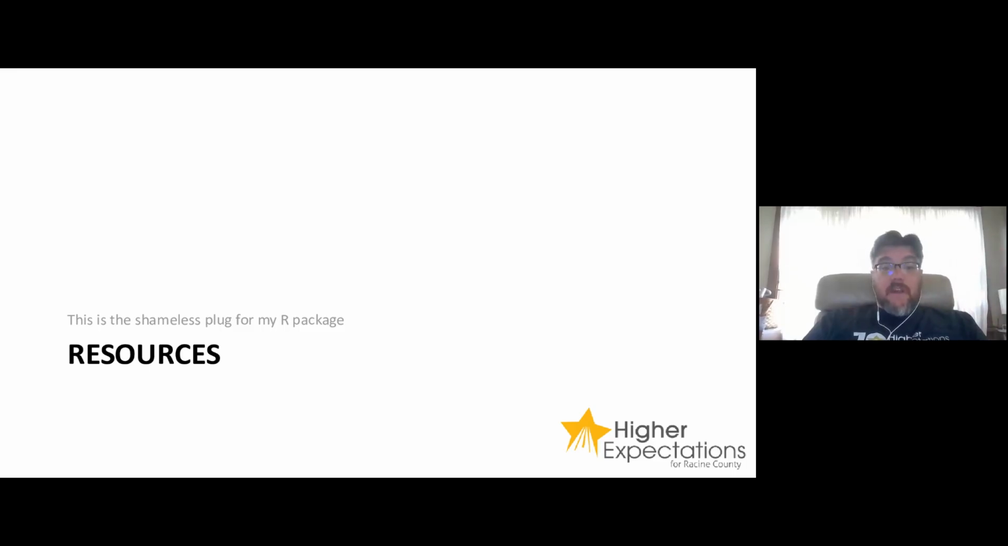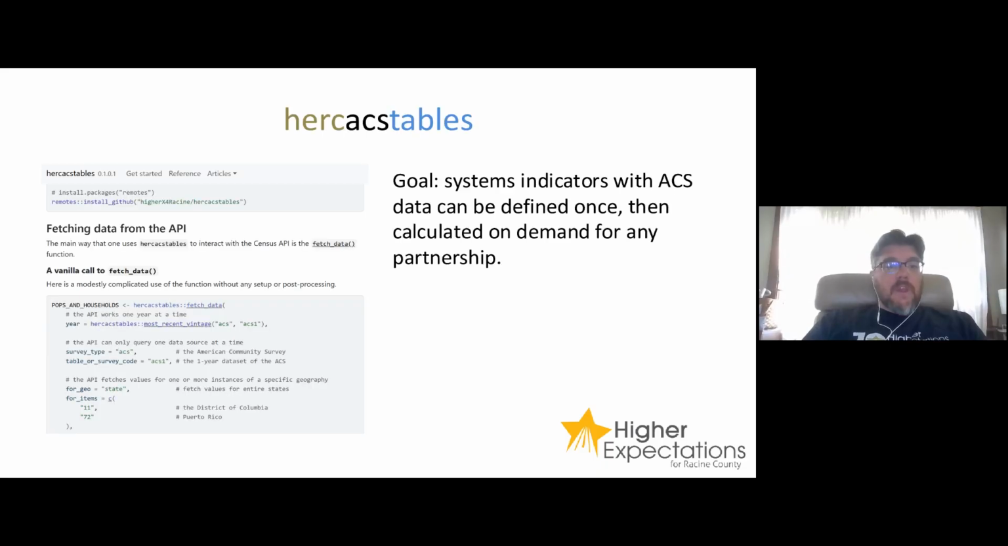So let's move forward with a couple more specific things. I'm going to shamelessly plug the R package that I wrote, which is kind of in direct competition with Tidy Census, because I found that a lot of aspects of Tidy Census were really smart, but not quite what I was looking for, and so I rolled my own. So this R package is called HERC ACS Tables. HERC is for Higher Expectations for Racine County, ACS because it's ACS, and tables because we want to be using tables. And there's really two core functionalities that it provides.